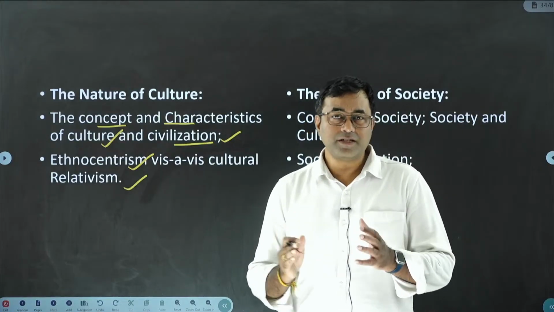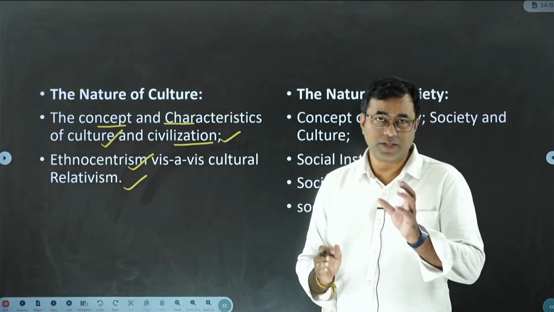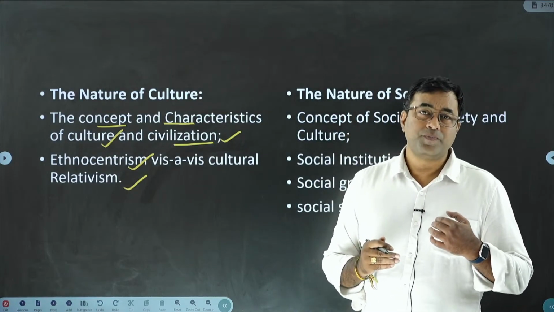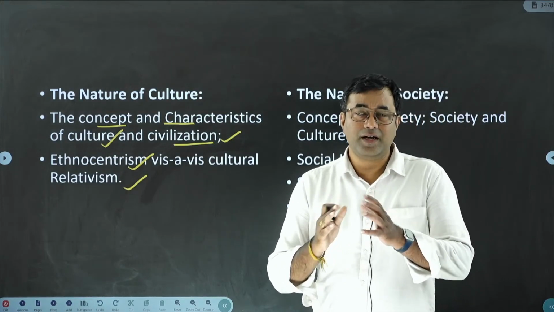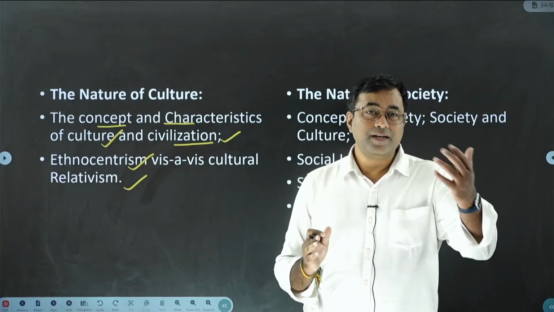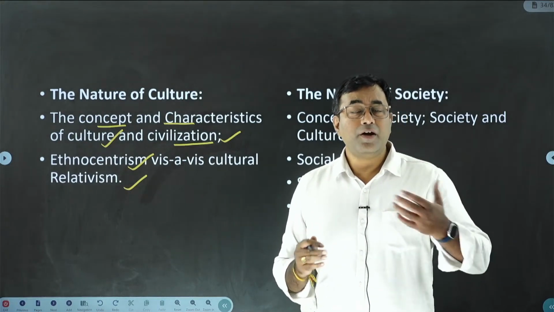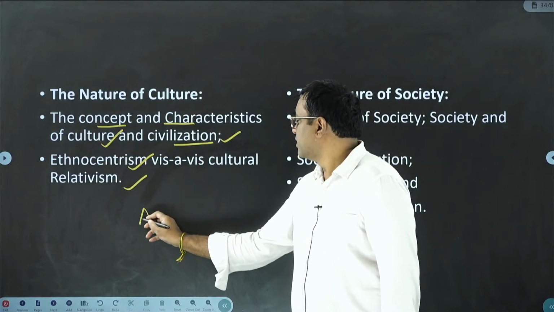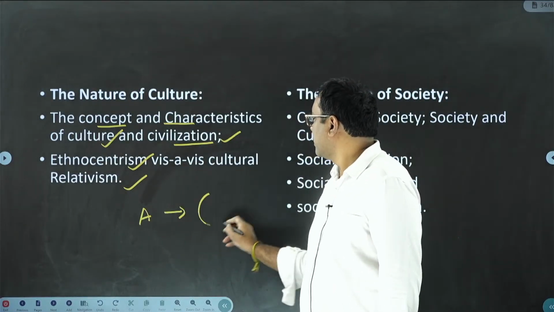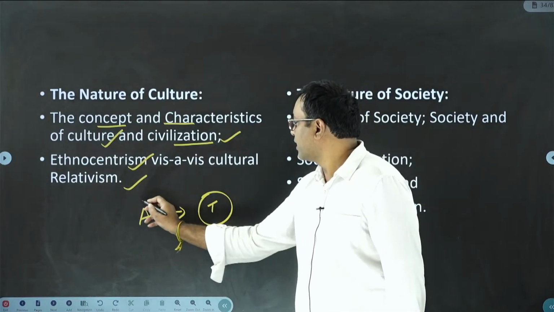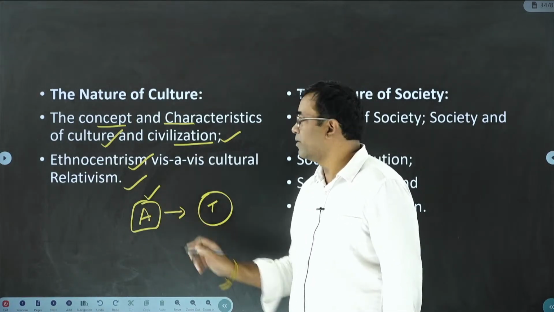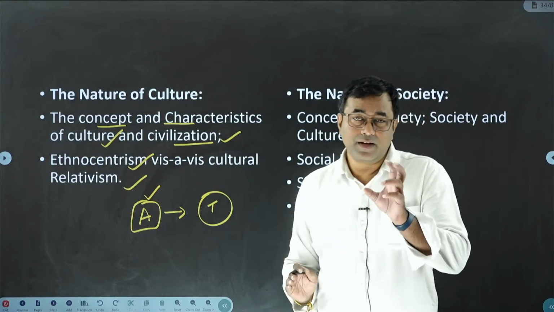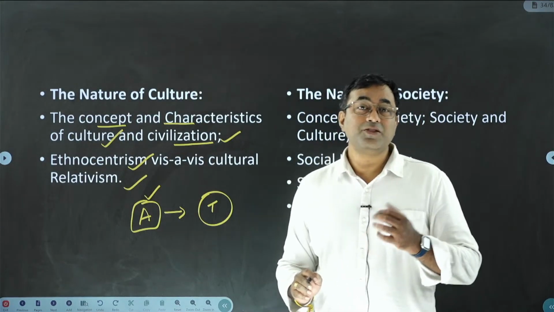Ethnocentrism means studying a particular society from the anthropologist's point of view. That means certain people understand culture from their own perspectives. Any anthropologist who is going to study different types of tribals will all the time give their own opinion on the living style of the tribes. That concept we call ethnocentrism.